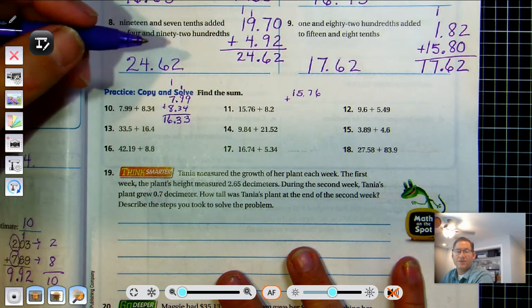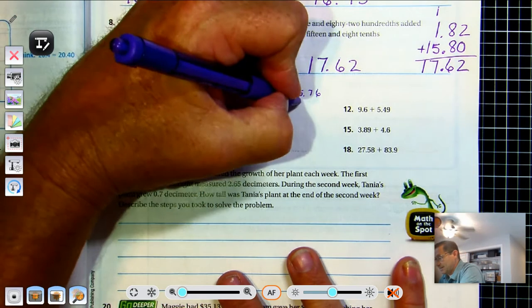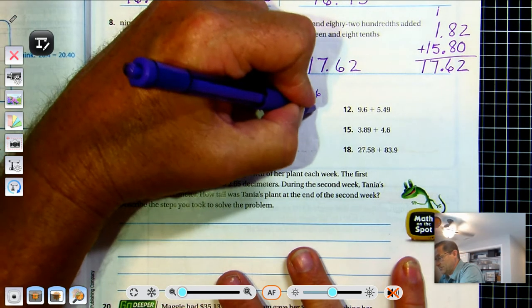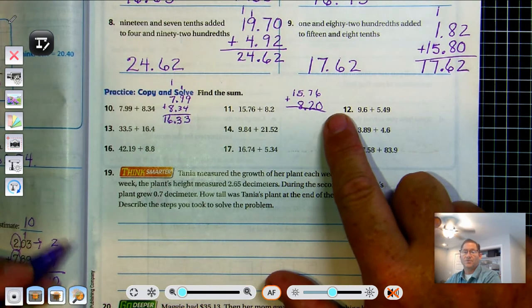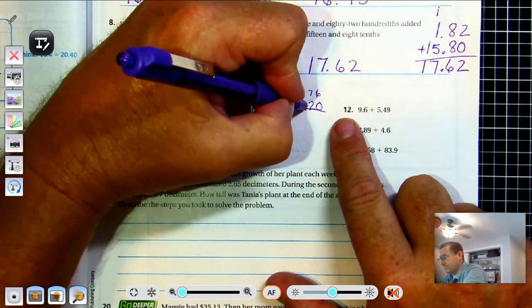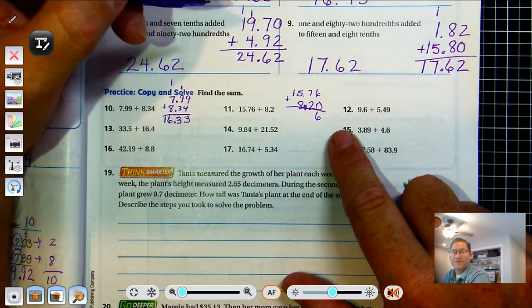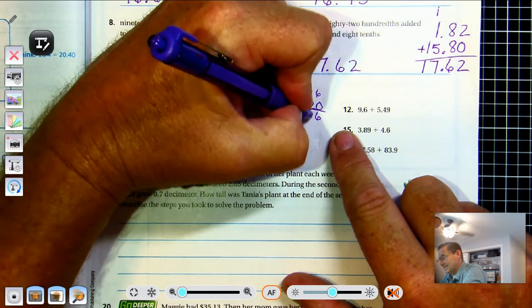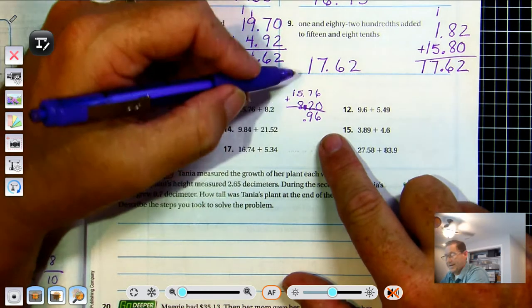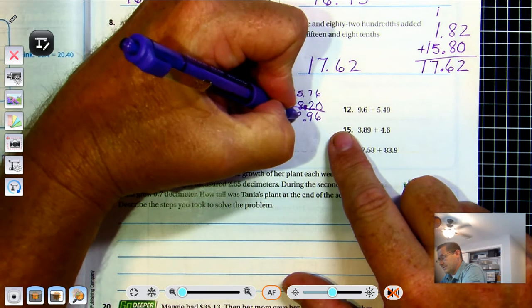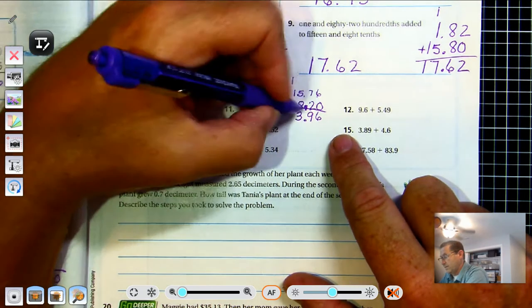15 and 76 hundredths plus 8 and 2 tenths. And you notice I added a 0 after the 2. Okay. 6 and no hundredths is 6 hundredths. 7 and 2 more tenths is 9 tenths. We're moving to the ones now, so put your decimal point. 8 and 5 is 13, which we'll regroup as 1 ten and 3 ones, and 1 and 1 is 2.